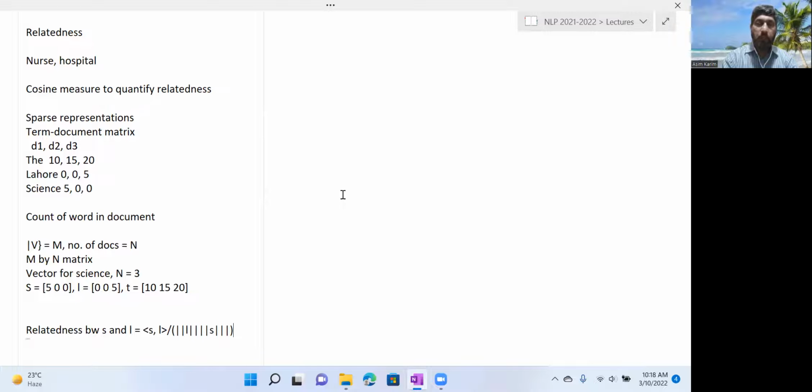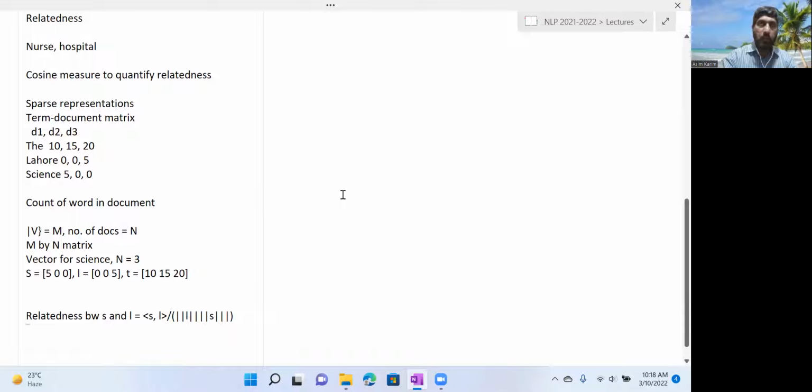So if you take the inner product of Lahore and science, you will get 0. Actually, there is no overlap in the two. So 5 occurs in the first position in one case and 5 occurs in the last position in the other case, right? So there is no similarity. You get 0 there.